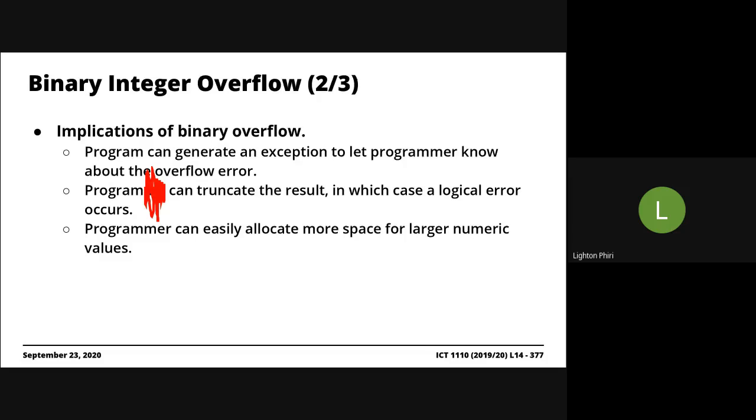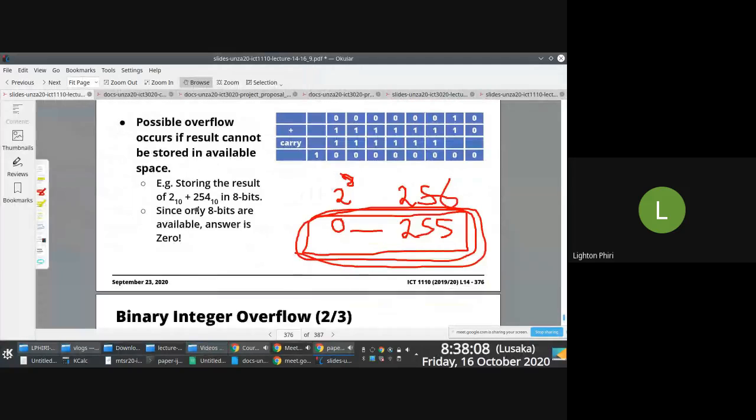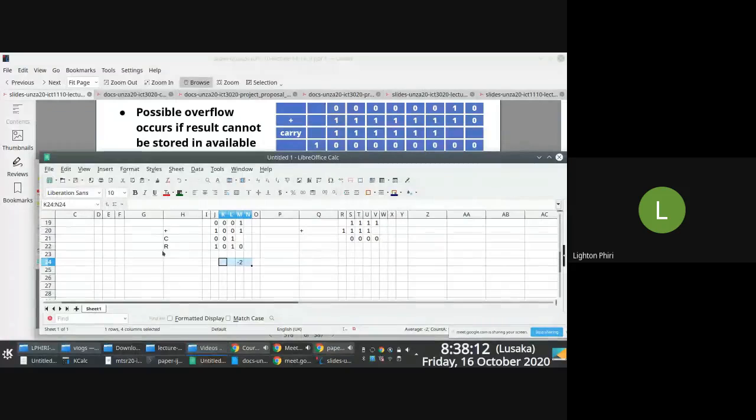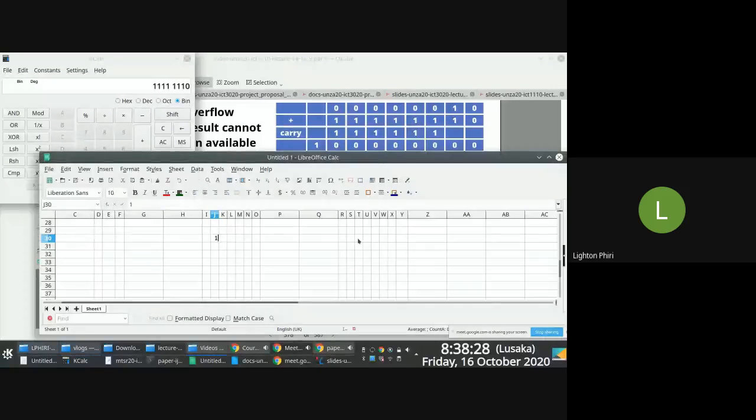What we mean by truncating the result is, observe. If we wanted to evaluate 2 plus 254, you must now start thinking of what we're doing here in binary. I won't waste time converting 254, we could, but I'll use the calculator, right? I'll cheat a little here. That's 256 with a 0 at the end. 256.